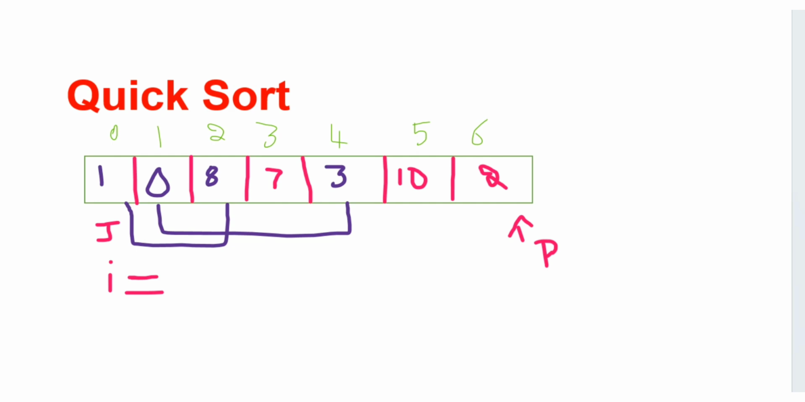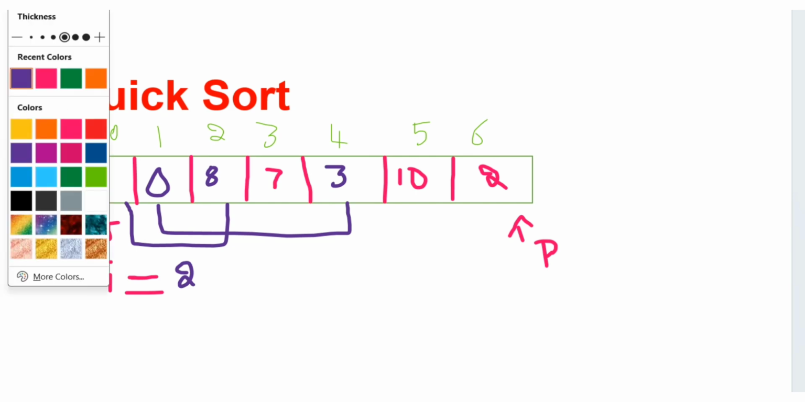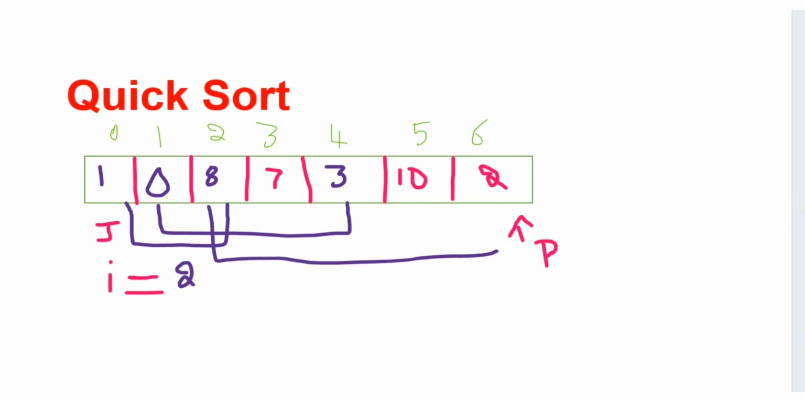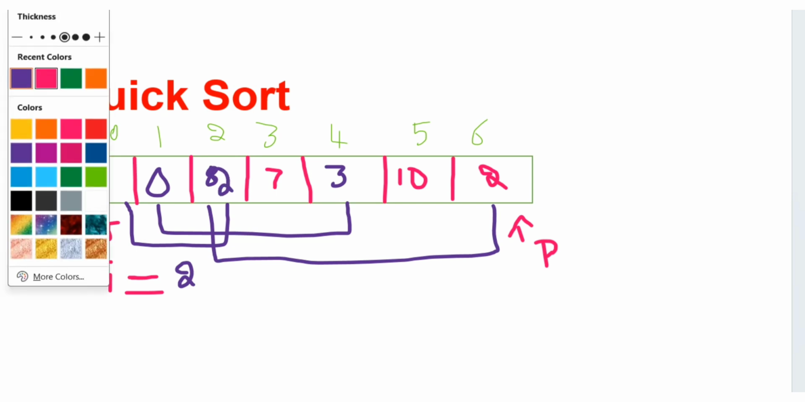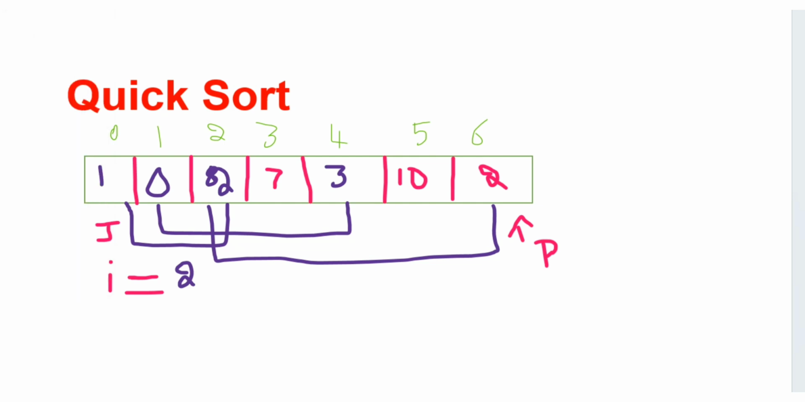Now next we need to place the pivot element in its correct position. 2 is the pivot element, right? We need to increment I plus 1. The I value is already 1, plus 1 means 2. Now I becomes 2. We need to swap I with the pivot element. In I's position we need to put 2, and in the pivot position I need to put 8. After this we get 1, 0, 2, 7, 3, 10 and 8.